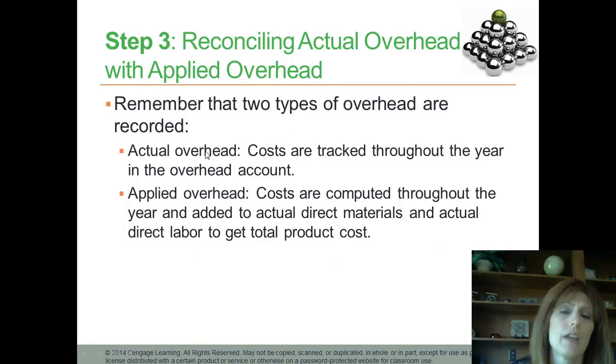So we're going to have two types of overhead. Actual overhead: these are the costs that are tracked throughout the year in the overhead account. This is the electrical bill when it comes in, this is the depreciation, this is the indirect labor, all those bills that are coming in with actual numbers on them.